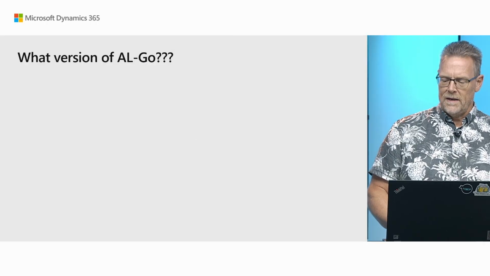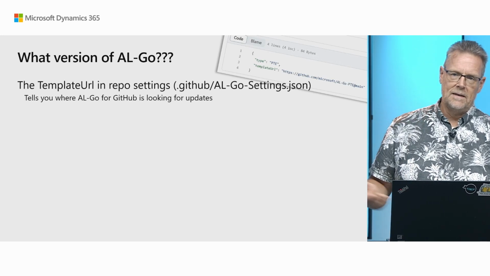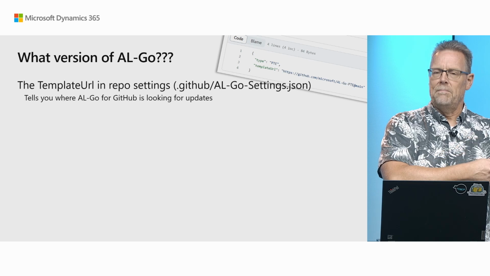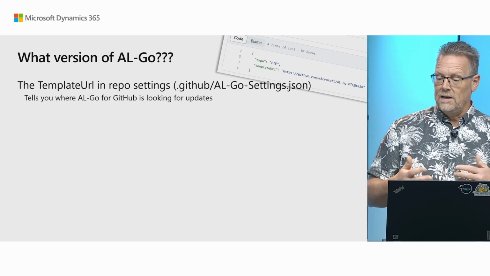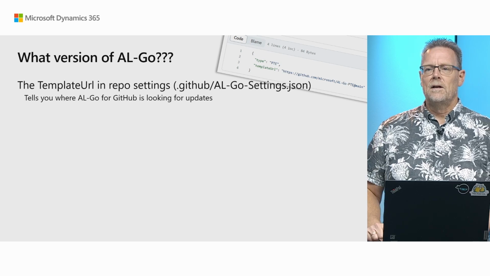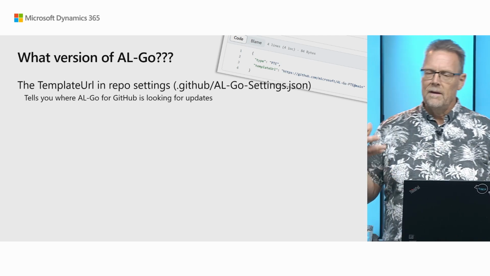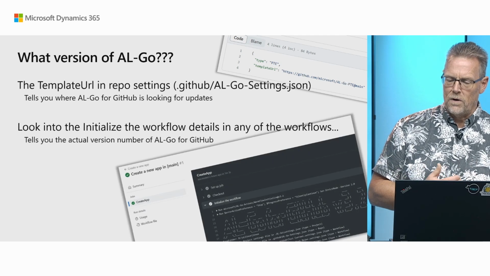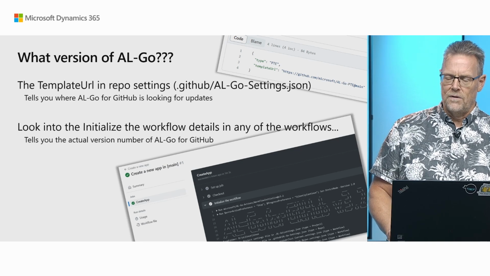What version of ALGO are you running? In the template URL, in your repo settings, in the .github ALGO settings, is a URL that points to the template that you created the repository from. It's probably github.com/Microsoft/ALGO-PTE or AppSource @main. The @main is the branch or the version that you're running. If you specify @main, means that you will just have the latest version. But what is the latest version? Well, if you look into the initialize workflow details in any of the workflows, you will see the version number specified there, ALGO for GitHub version 3.2.